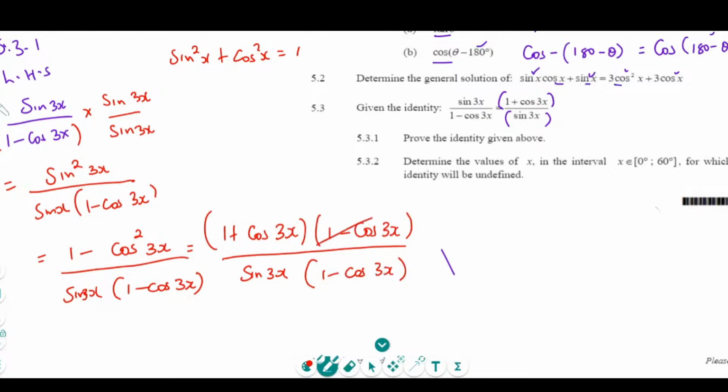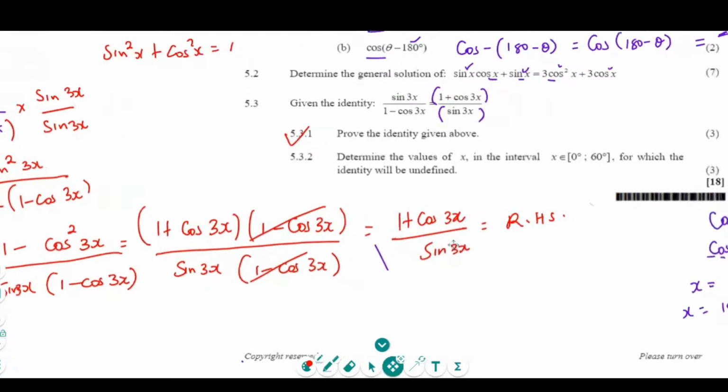So this and this will cancel. What am I left with? I have 1 plus cos 3x over the sine of 3x, which is the same as my right-hand side. All right, there we go, guys. There we go. 3 marks or 4 marks? They're inside.